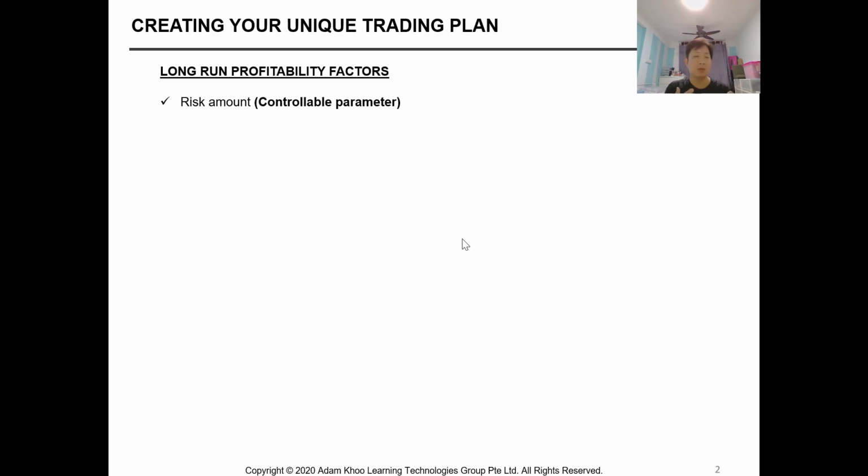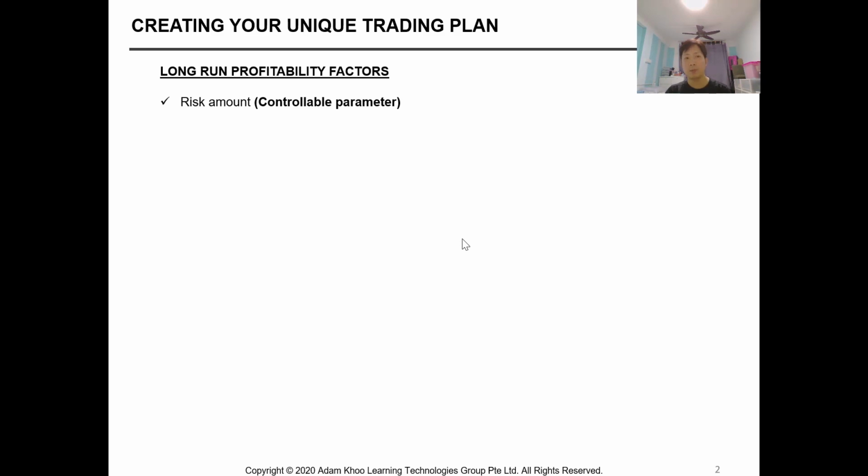In my opinion, anything less than $50 per trade is not cost efficient, because your commission, let's say you're trading stocks in Think or Swim or even Interactive Brokers, is somewhere between $1 to $2, up to $5. So you want it to be efficient as well. So do think through the risk amount.